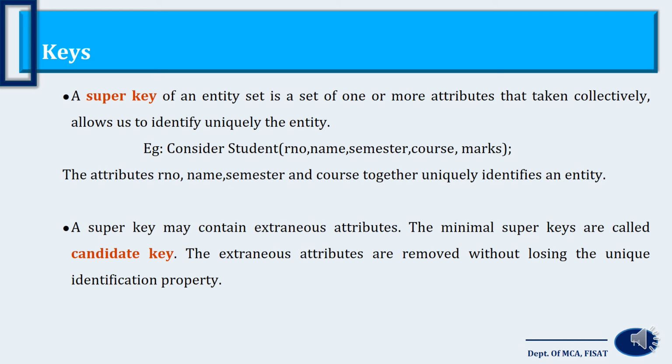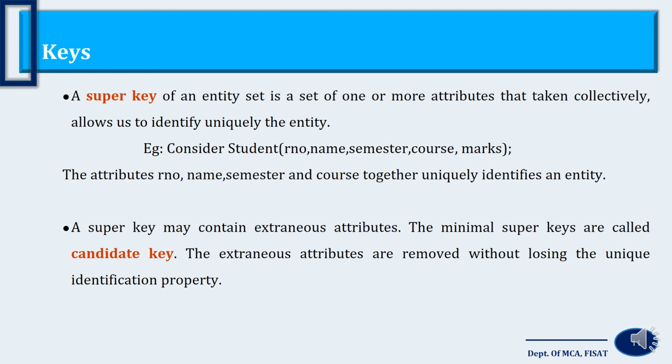Now let us discuss the various types of keys. A super key is an attribute or a set of attributes that, taken collectively, allows us to uniquely identify a particular entity. Consider an example, student, having the attributes roll number, name, semester, course, marks, etc. If you take the roll number alone, we can identify a particular student in that class. But we can have the same roll number in other classes also, right? So if you are taking a database of students of the NCA department, it is not possible to identify a particular student with the attribute roll number alone, right?